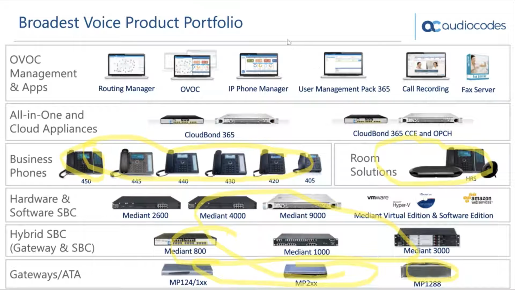Then at the top of the stack, we've got a wide range of software and other applications, which are used to manage the SBCs and gateways, like our OVOC platform, but also manage users as well, like the UMP, which helps you migrate and move users to and from Teams. And finally, we have things like our call recording solution, SmartTap, which offers both peer-to-peer and peer-to-PSTN calling in Skype for Business and now in Teams as well, just being released. So that's really AudioCodes in a nutshell.